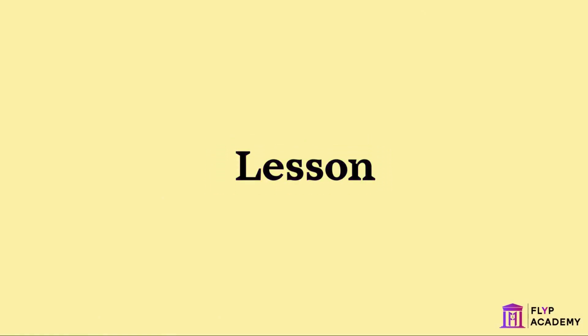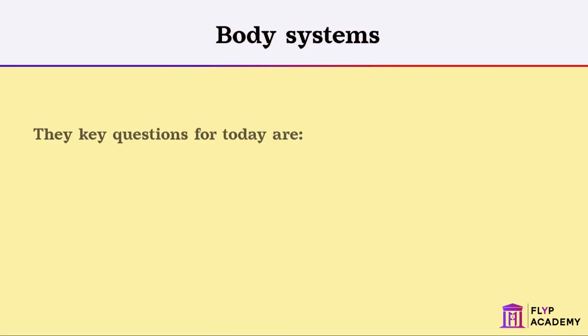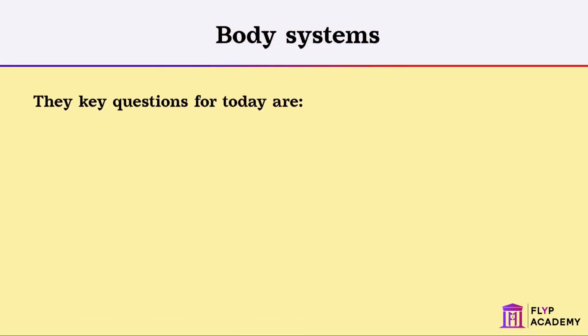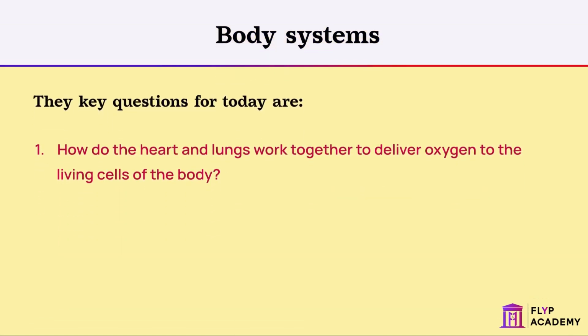Welcome to our lesson on body systems. In this lesson, we will look at the circulatory system and the respiratory system. The key questions for today are: 1. How do the heart and lungs work together to deliver oxygen to the living cells of the body?